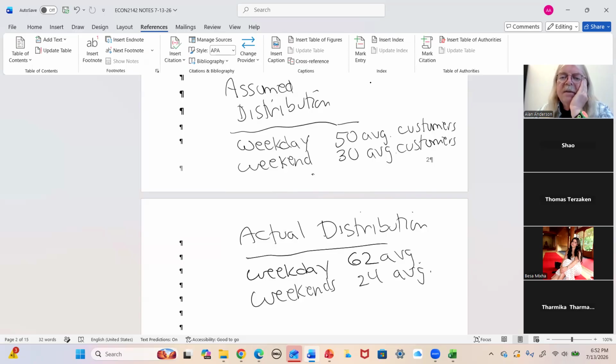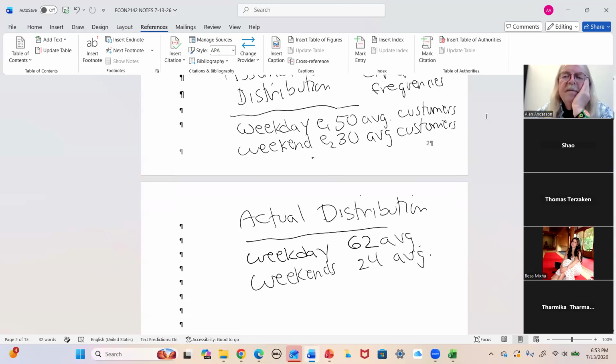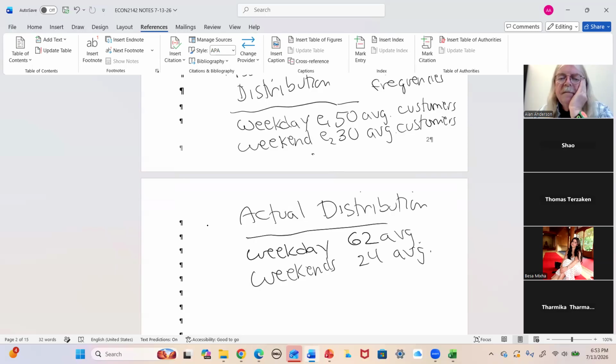So these numbers on top are the expected frequencies. Label these E1 and E2. And then these are the observed frequencies.